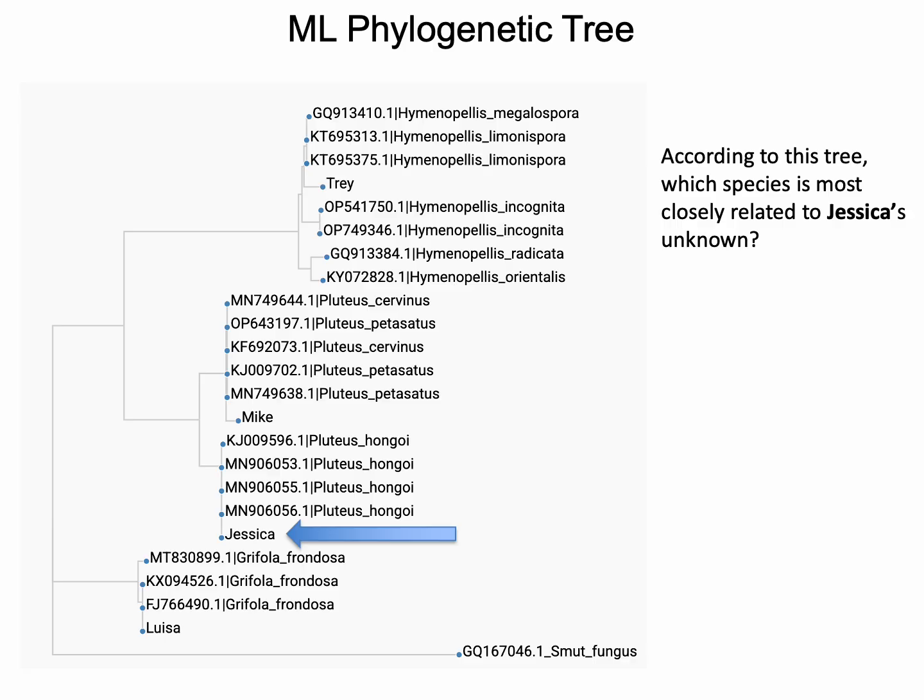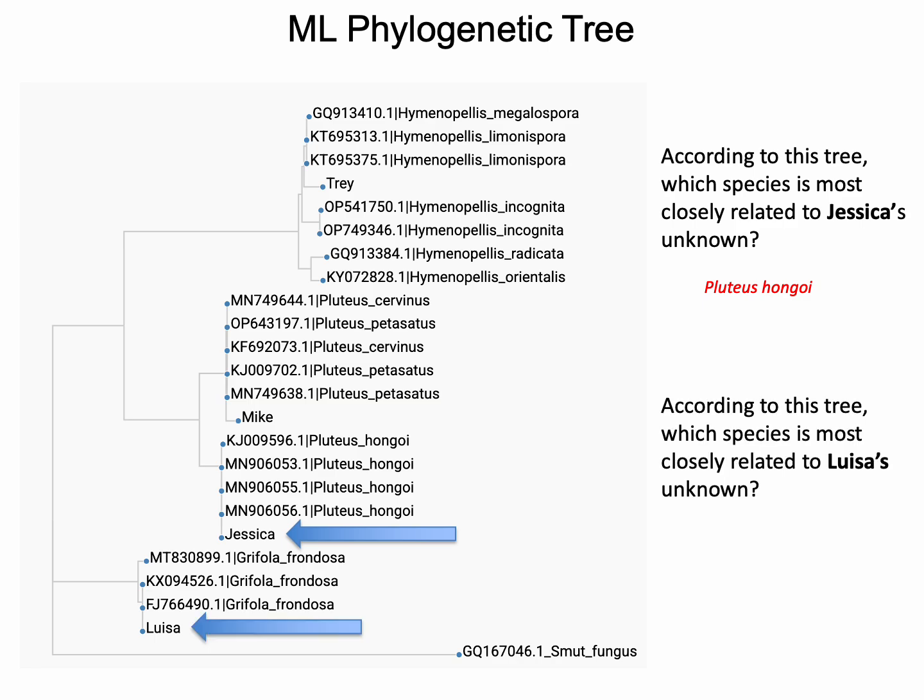How about Jessica's sample? Which species is most closely related to hers? Hit pause until you know the answer. All right. If you said Pluteus ongoi, you would be correct. She is very closely related to just that species. Everything in that clade is just that single species.